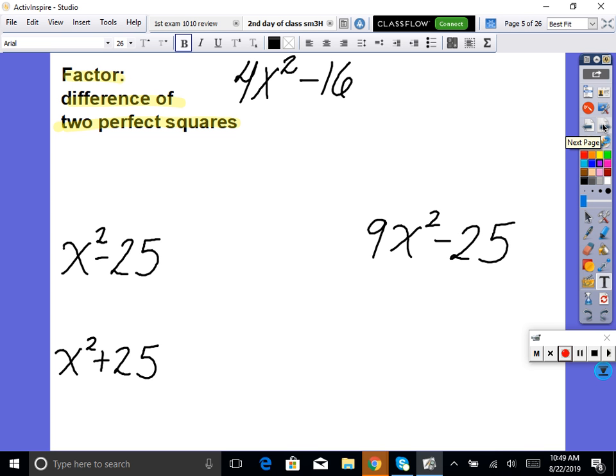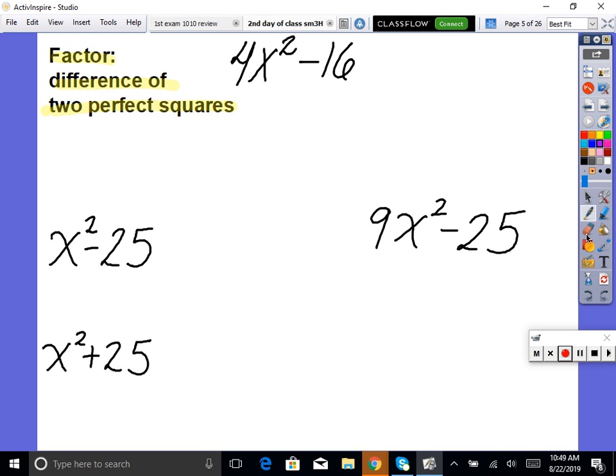Now, we could long factor 4x squared minus 16 and it would work out great. But I do want to remind you of a trick you learned in secondary 2 honors, because if you have a trick, you can go a little bit quicker. What you see here is the difference, meaning subtraction, of 2 perfect squares. Perfect squares are numbers where if you take the square root, it comes out perfectly. Notice we have no middle term.